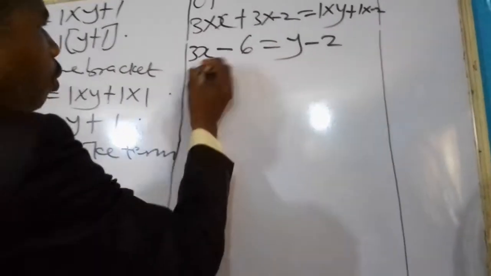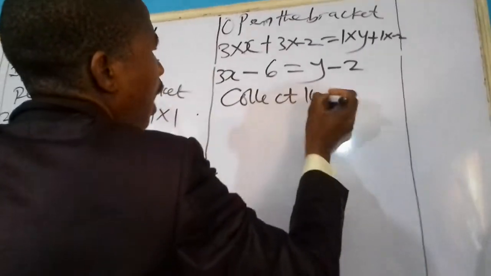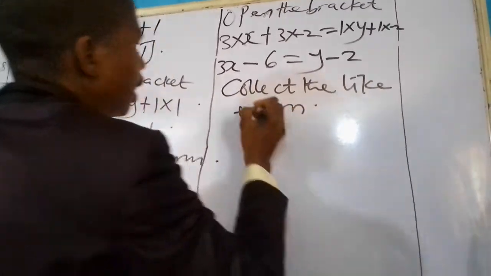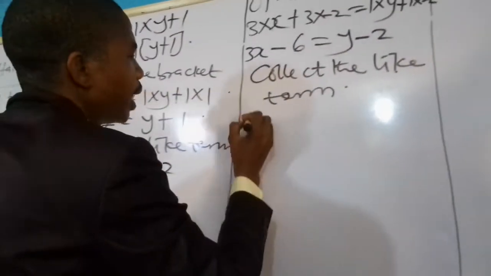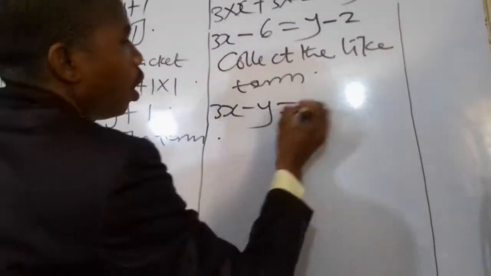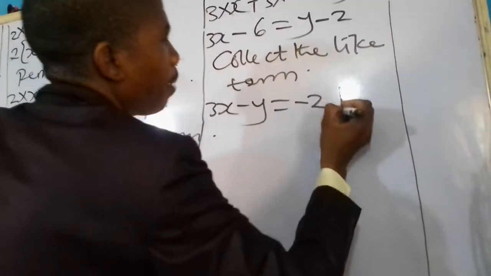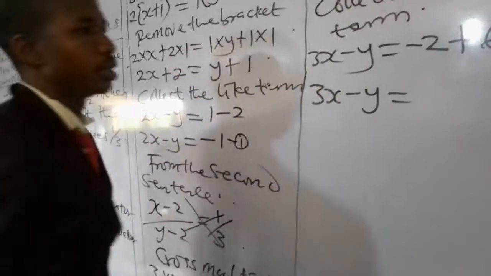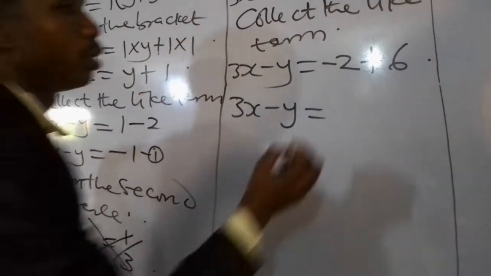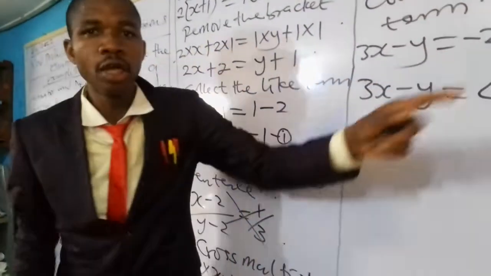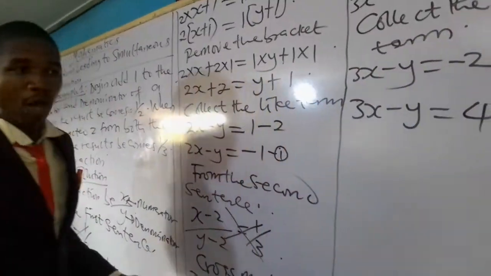We collect the like terms. That is 3x. This y is coming to be minus y, equals minus 2, and this is coming to be plus 6. We now have 3x minus y is equal to minus 2 plus 6. That is equal to positive 4, because you are owing 2, you have 6. By the time you return the 2 you are owing, it means you are having 4.